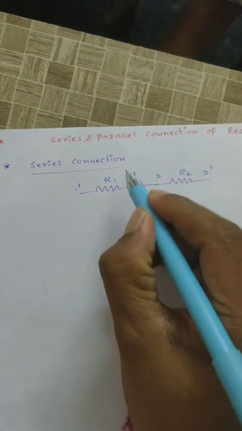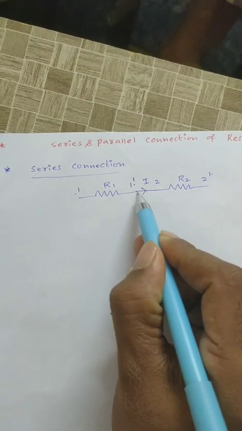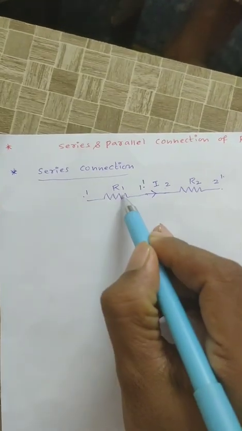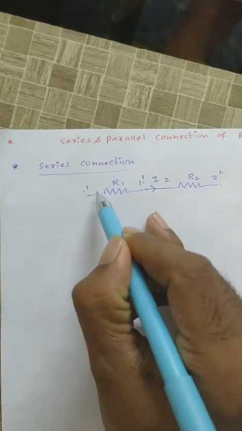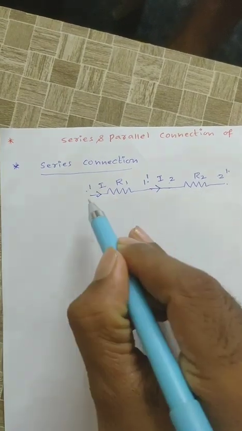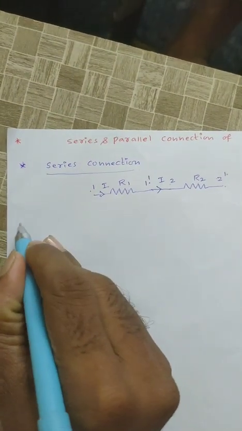Okay, in series connection current I is the same. You need to check these two points. First, the finishing end of one element is connected to the starting end of another element, and in series connection current I is the same. See here, there is no other path for the current, right? The same current is flowing through the two resistors R1 and R2. Okay, that is about series connection.